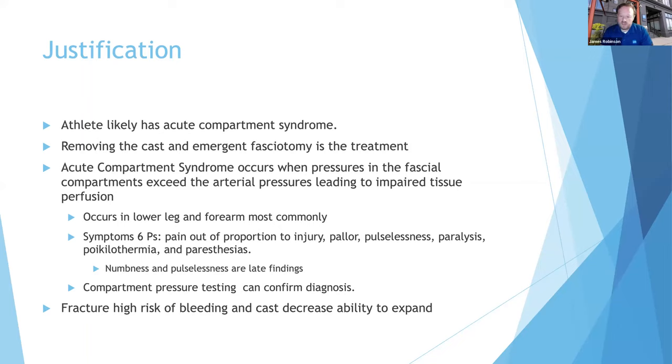Also, typically for acute fractures and acute injuries, you're going to use a splint or a bivalve cast, something that has the ability to expand a little bit in the first 24 to 48 hours, because the fracture is going to swell over that time. And so the cast is leading to decreased ability for the swelling to occur. Then you've already got the tight compartments, and that's going to lead to decreased perfusion because the bleeding has nowhere to go.